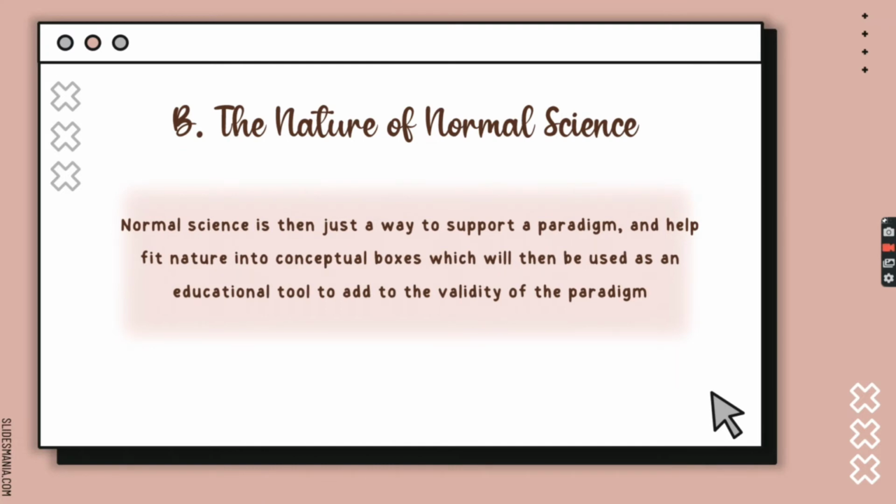The other way in which normal science contributes to the success of the paradigm is by giving the paradigm a better definition. Normal science is then just a way to support a paradigm and help fit nature into conceptual boxes, which will then be used as an educational tool to add to the validity of the paradigm.